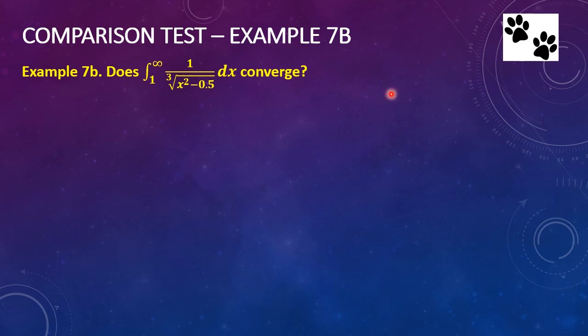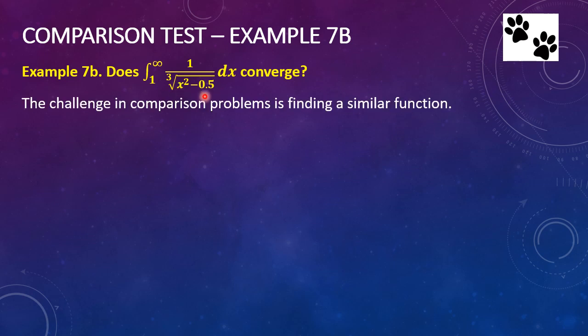Let's look at our last example in Chapter 8, example 7b. Does the integral from 1 to infinity of 1 over the cube root of x squared minus 0.05 dx converge? The challenge with most of these comparison problems using the comparison test, Theorem 8.2, is finding a similar, simpler function to compare it to. So often we're looking at the original integrand and trying to simplify it.